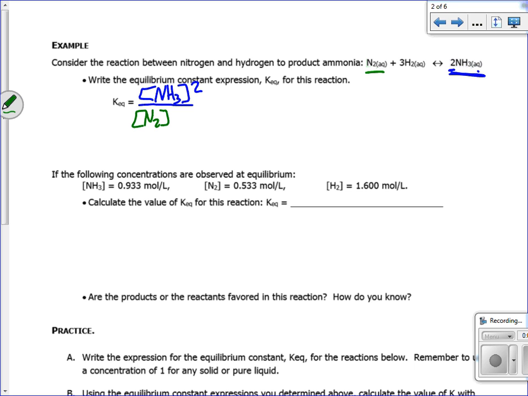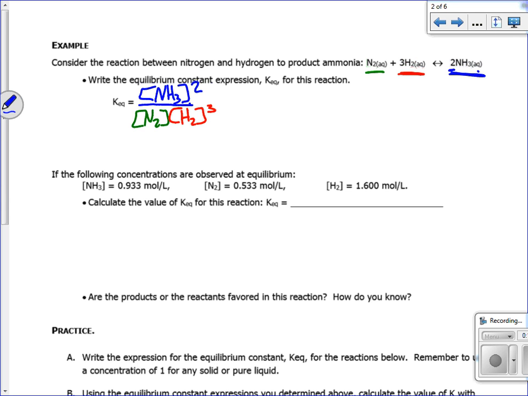Good. Do we raise it to a power? We could put a 1, but anything to the 1 power is itself, correct? So we don't really need to put the 1. Okay? And last but not least, H2. On the bottom here, it's going to be H2 raised to the what? 3rd power. We're going to cube that.